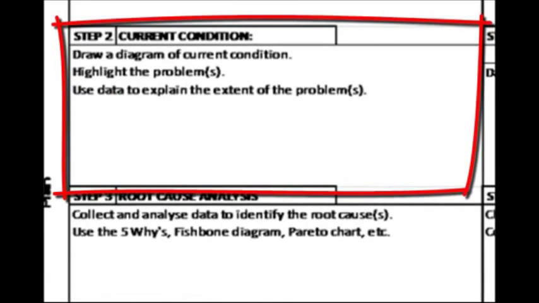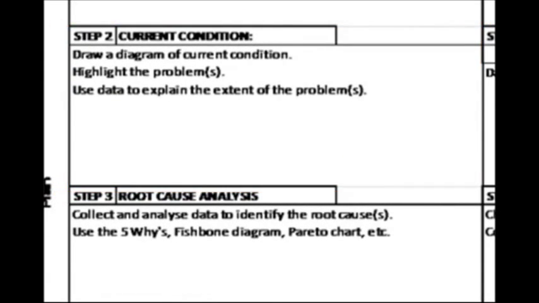Step 2, what you're going to do with step 2 is you're going to define the current condition, the current state. Most people do this by drawing a diagram of the current condition. You can use a process flowchart. You can use a value stream map. Some people create their own floor layouts and they do a diagram of the area where the problem is. You need to highlight the problem. Where is the problem on the particular diagram, whatever it is that you're drawing?